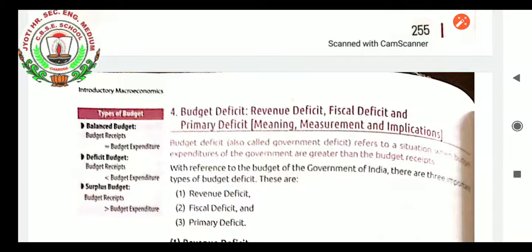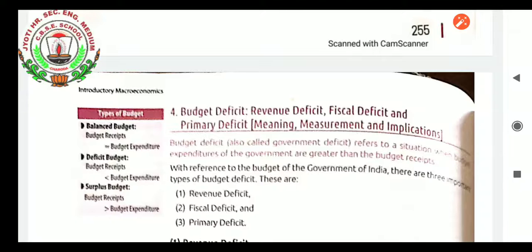The very first thing we will understand is budget deficit. What do you mean by budget deficit, students? It is the deficit a government faces when its expenditure, whether of capital or revenue nature, is more than its income, whether revenue receipts or capital receipts. That deficit is known as budget deficit. Budget deficit, also called government deficit, refers to a situation when the budget expenditure of the government is greater than the budget receipts of the government.